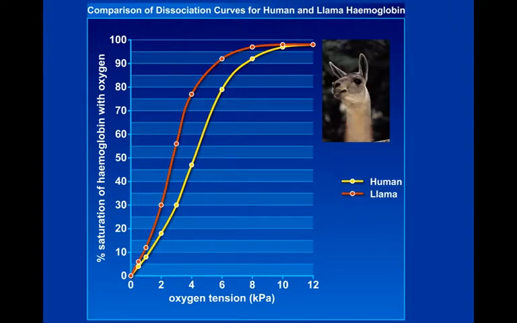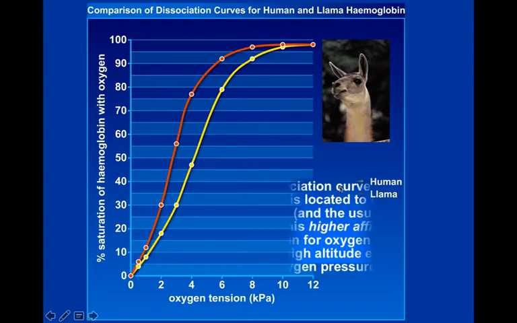Another example of this is llamas. It's less pronounced than the lugworm, but the same is true. Llamas live at altitude, and so the llama's curve is shifted to the left compared to the human. It means that it can associate more at lower partial pressures, and therefore, when it's up a mountain at lower partial pressures, its hemoglobin is able to associate more of the oxygen, and therefore it's going to be able to take more out of the air, in effect.